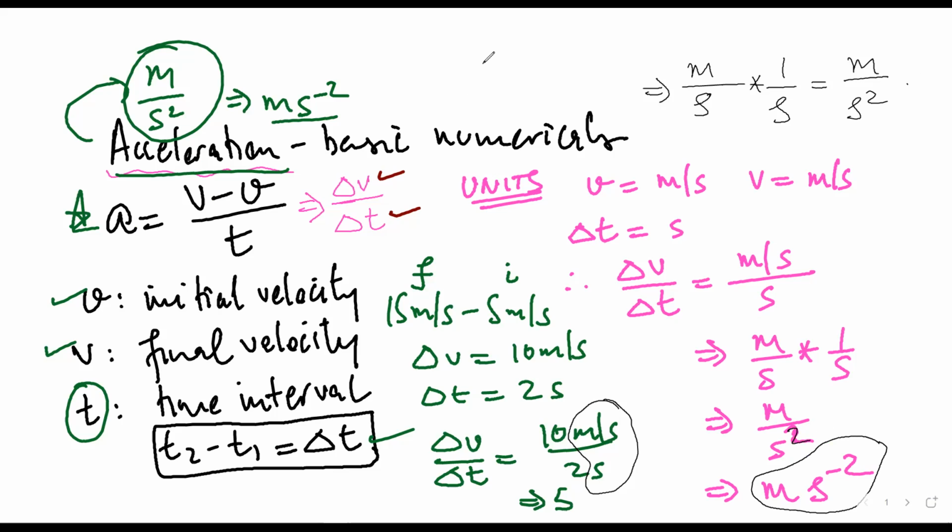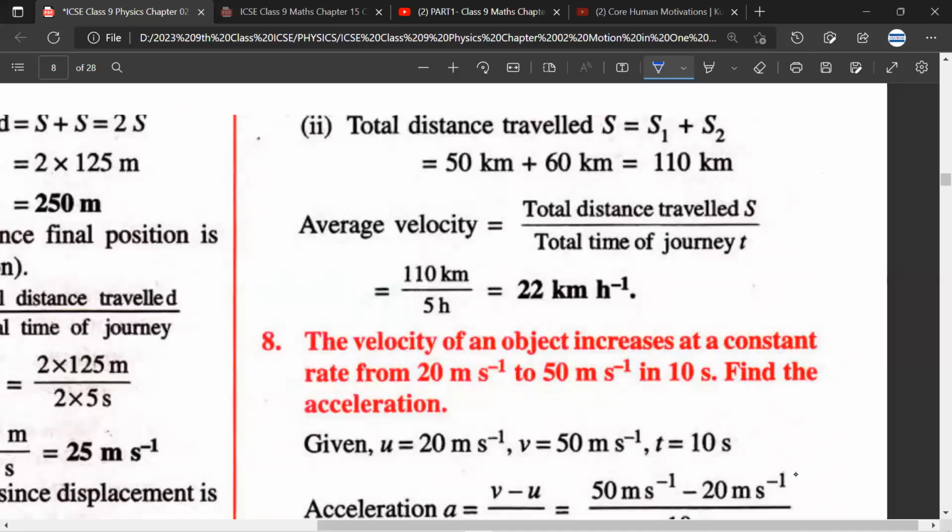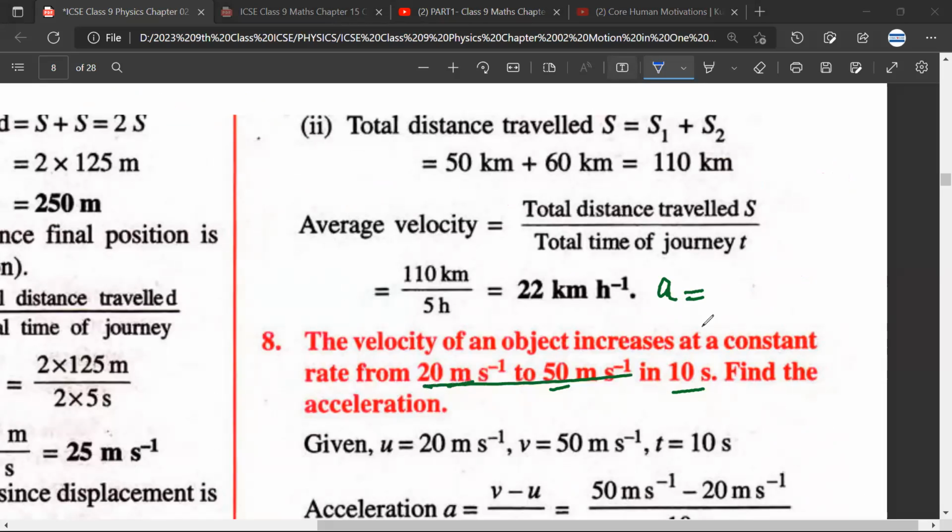Okay. Now I'll do very basic numericals just to drive the concept forward. Velocity of an object increases at constant rate from 20 meter per second to 50 meter per second in 10 seconds. Find the acceleration. So simple, acceleration is delta v upon delta t. In this case, delta v is 30 meter per second and time is 10 seconds. So this would be 3 meter per second square.